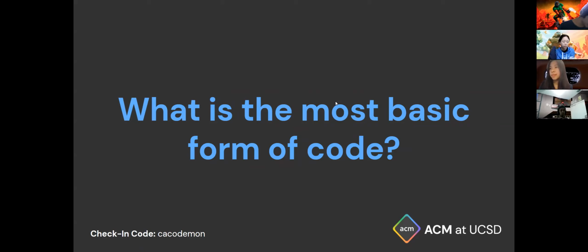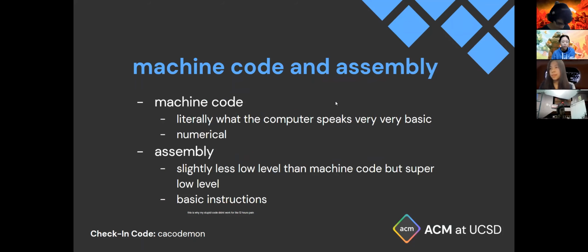First off, we have machine code. Machine code is literally what the computer speaks. It's numbers, so it's not user-friendly. You can't really understand numbers that easily. Assembly is slightly less low level than that. It has some English words, but it's still super low level with basic instructions.